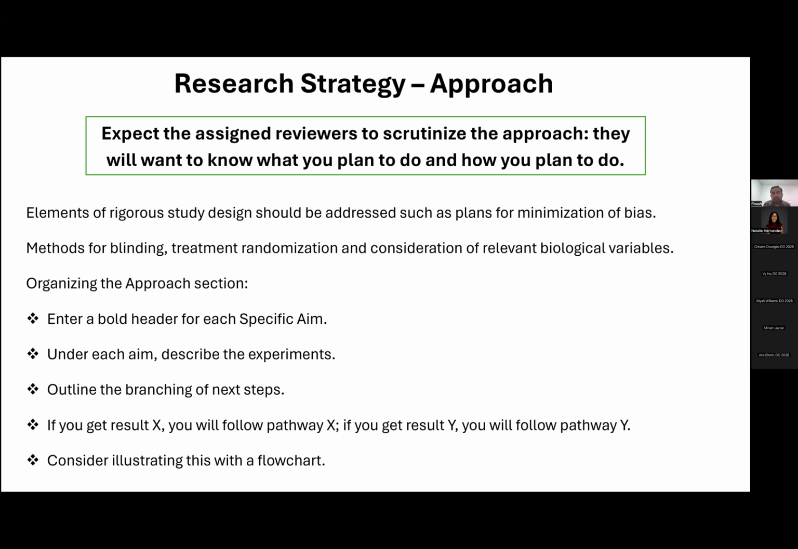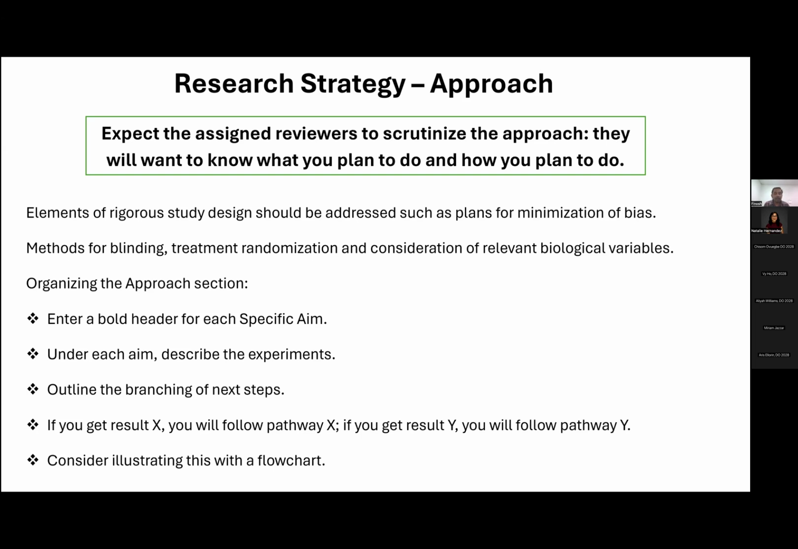So the methods for blinding, if we are dealing with some experiments which deal with human patients, for example. So we need to have a blinded approach in generating data as well as data analysis, which needs to be clearly articulated in the approach session, and how we go with the treatment randomization, and how we address the biological variables, including gender, or geographical variabilities like that.